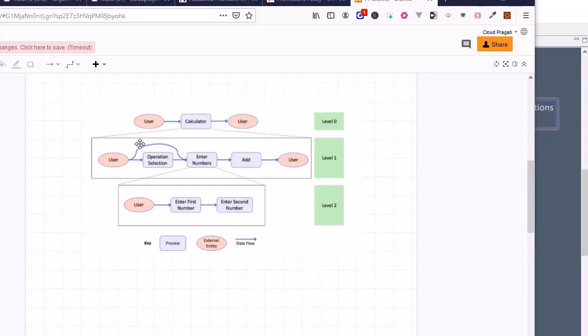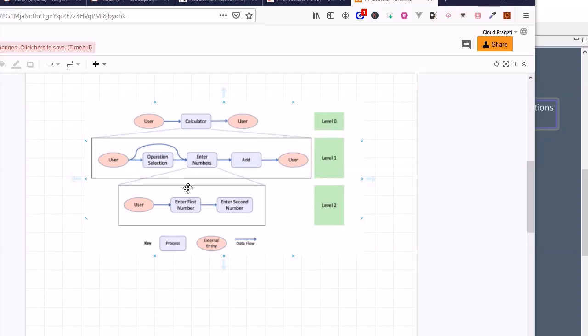So what will happen in this scenario? It is representing that the user has selected an add operation in a calculator, and for that it has to enter two numbers, the first number and the second number at level 2, and then the further processing will happen. So what will happen when any program gets executed? This is the example of a calculator, where one of the operations is called add.